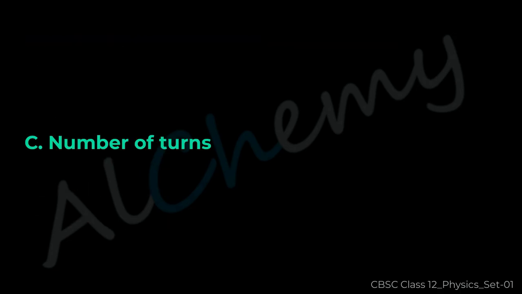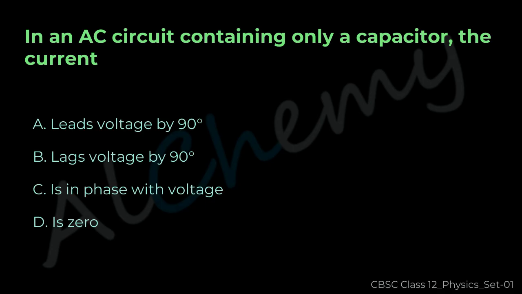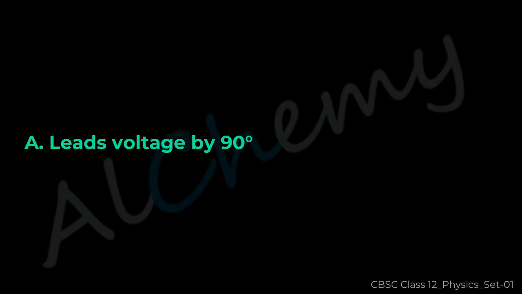Number of turns. Question 18. In an AC circuit containing only a capacitor, the current A. Leads voltage by 90 degrees, B. Lags voltage by 90 degrees, C. Is in phase with voltage, D. Is zero. The correct answer is A. Leads voltage by 90 degrees.